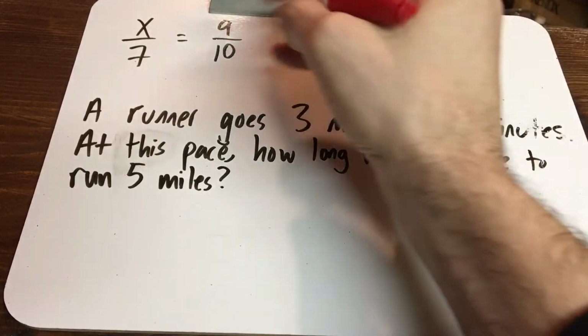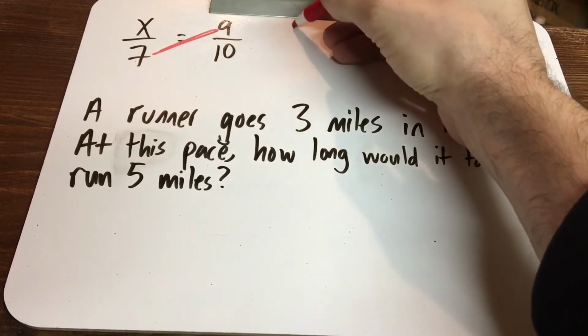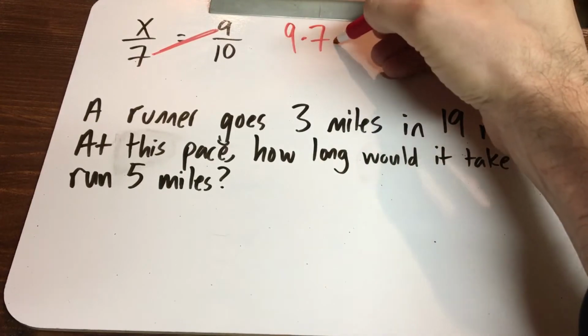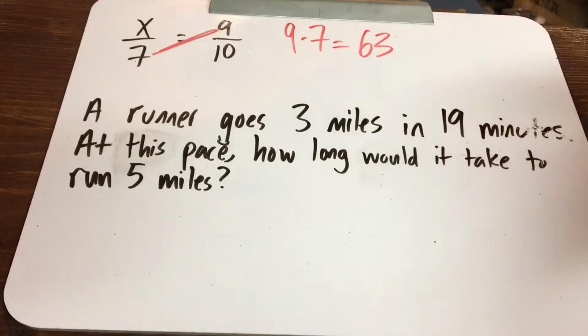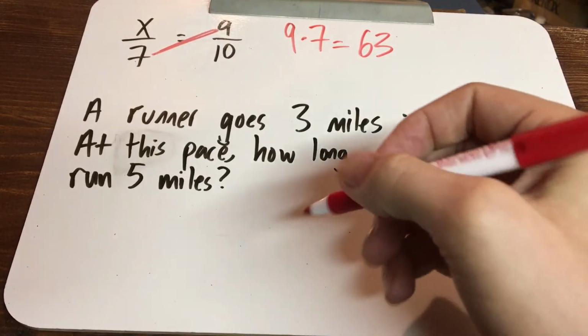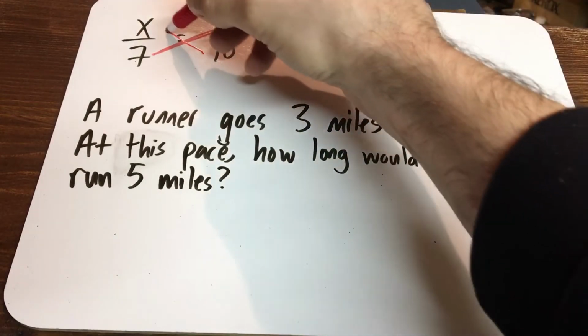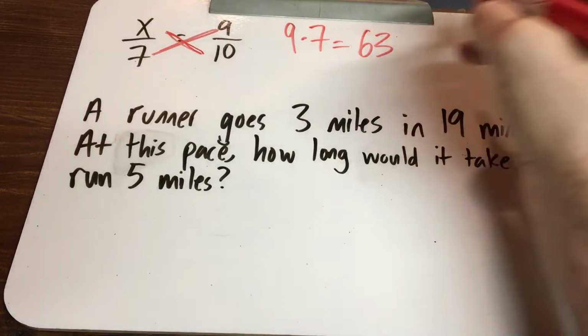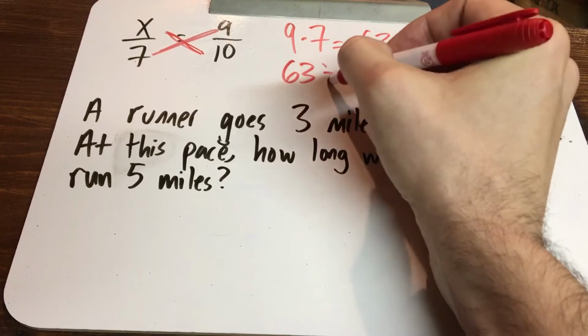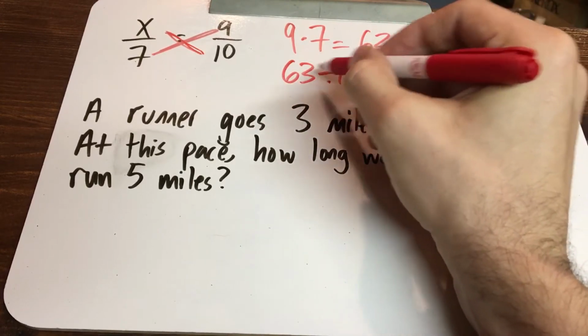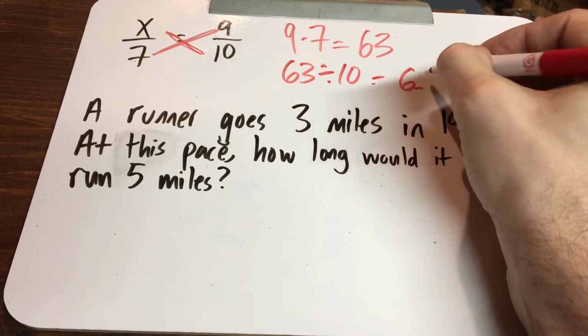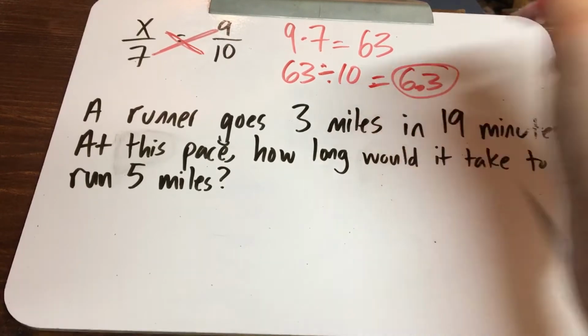You'll find the two numbers that are diagonal, 9 times 7. If you don't know 9 times 7 in your head, work it out on a calculator. 9 times 7 is 63, and then you do 63 divided by the other number, the number you haven't used yet, in this case 10. So you could do 63 divided by 10. Anytime you divide something by 10, you just move the decimal 1 to the left. 6.3 would be the correct answer right there.